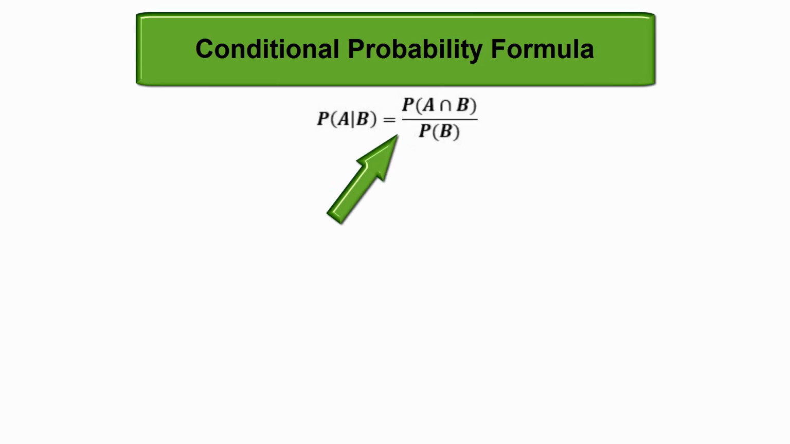Notice we should divide by the probability of the given event. This is because of all the possibilities we began with in the sample space, only those tied to the occurrence of the given event are still possible.